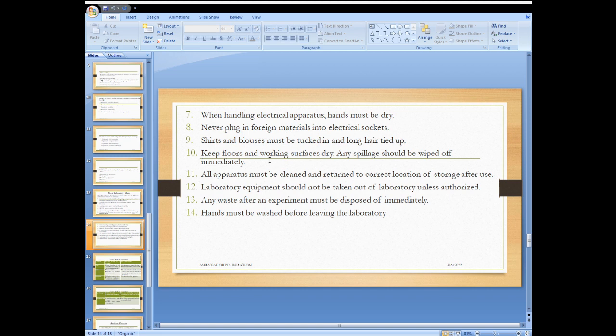Keep floors and working surfaces dry. Any spillage should be wiped off immediately. All apparatus must be cleaned and returned to the correct storage location after use. Laboratory equipment should not be taken out of the laboratory unless authorized. Any waste after an experiment must be disposed of immediately. Hands must be washed before leaving the laboratory. Now look at yourself, how you've been misusing the lab rules.